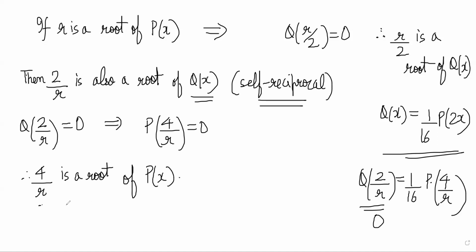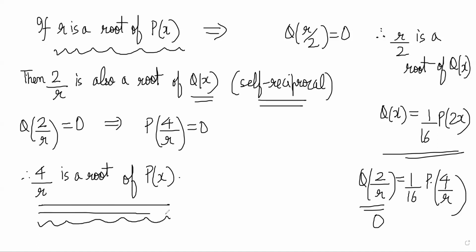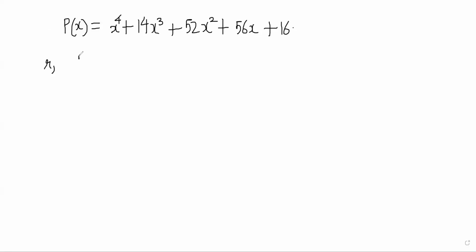So notice how the fact that we have constructed the reciprocal polynomial is coming in very handy for us. We are getting that if r is a root of p of x, then 4 by r is also a root of p of x. Now look at the p of x polynomial: x power 4 plus 14x cube plus 52x square plus 56x plus 16, and we have gotten that r and 4 by r are roots of p of x, right?